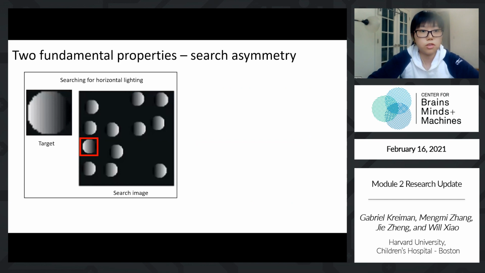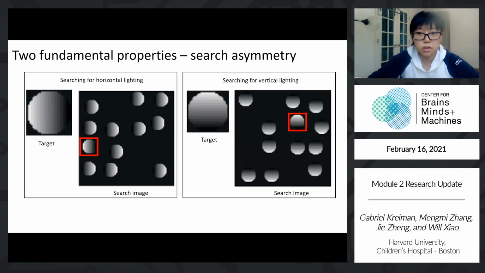So there are two fundamental properties in visual search. This is the first one, which is called search symmetry. Let me explain what I mean by that. In the first experiment, the target and the distractors differ in terms of their lighting conditions. For example, the target is receiving the light from left to right, whereas the distractors are receiving the light from right to left, which is in the opposite direction. Here is the second set of experiments, and the lighting conditions become vertical.